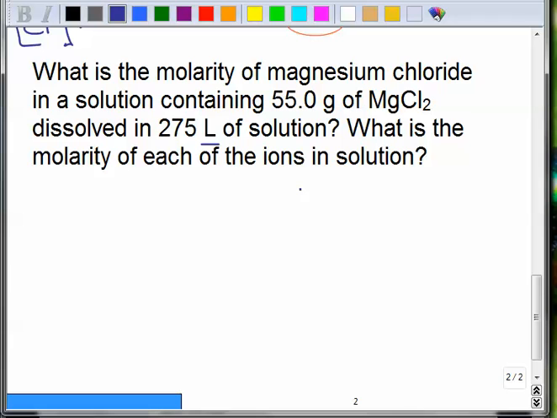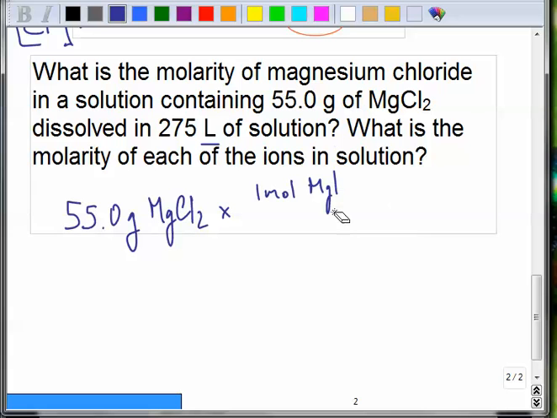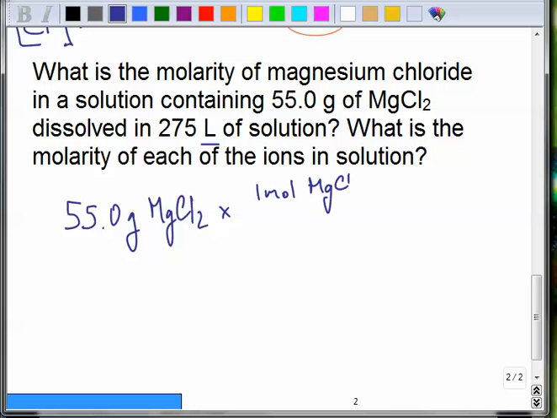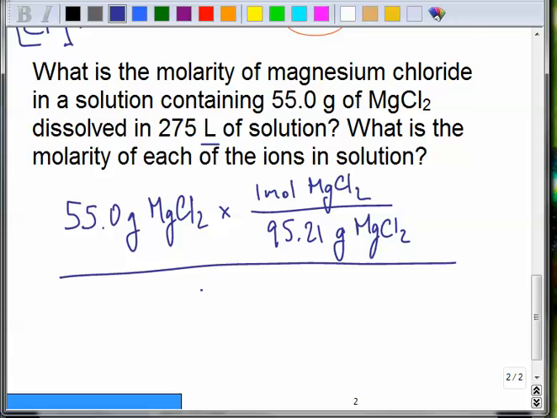I'm going to first convert from grams to moles. I take 55.0 grams of magnesium chloride and convert that to moles by saying that 1 mole of MgCl2 weighs 95.21 grams. That's just adding up the atomic masses to get the molar mass of magnesium chloride. That will give the number of moles, and then I'm going to divide that by the volume in liters, which in this case is 275 liters.